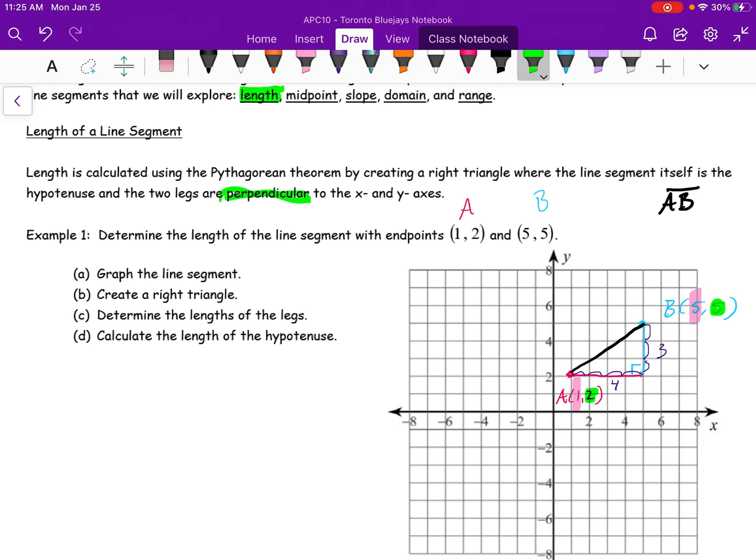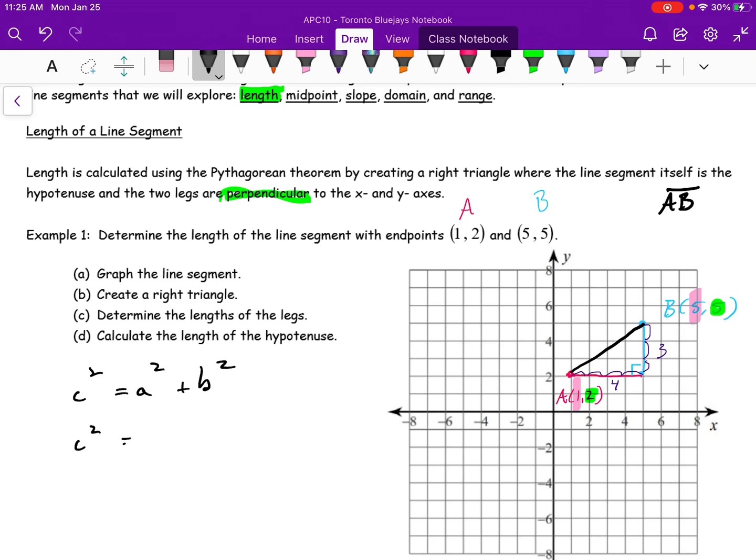So, now let us calculate this. What we see is we have a right angled triangle, and the hypotenuse is indeed the line segment itself. So we just need to calculate the length of the hypotenuse in order to get the length of the line segment. Recall that the Pythagorean theorem says the hypotenuse squared is equal to the sum of the other sides squared. In other words, c squared is equal to a squared plus b squared.